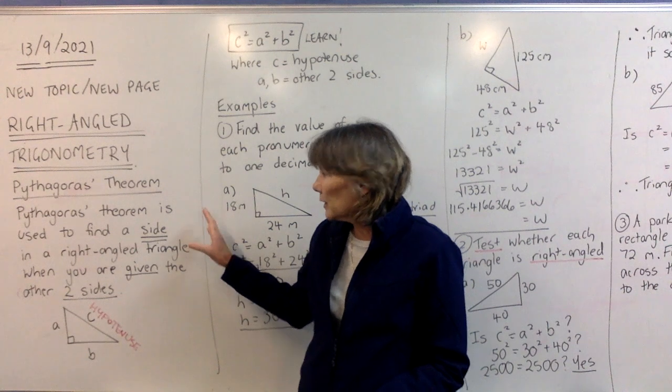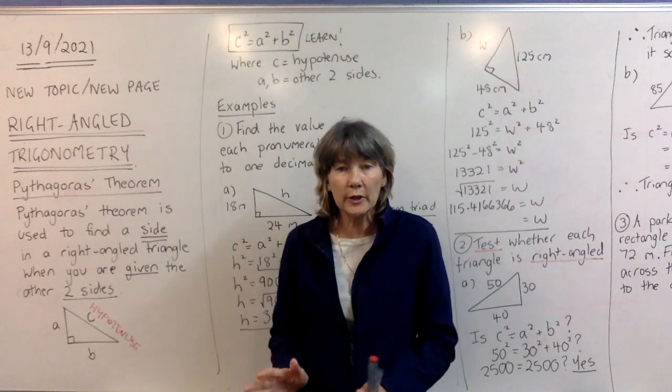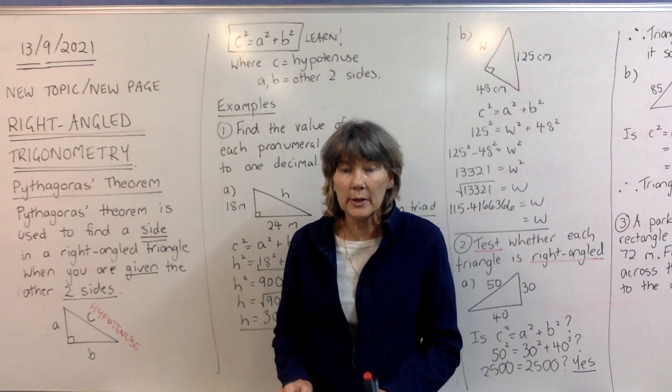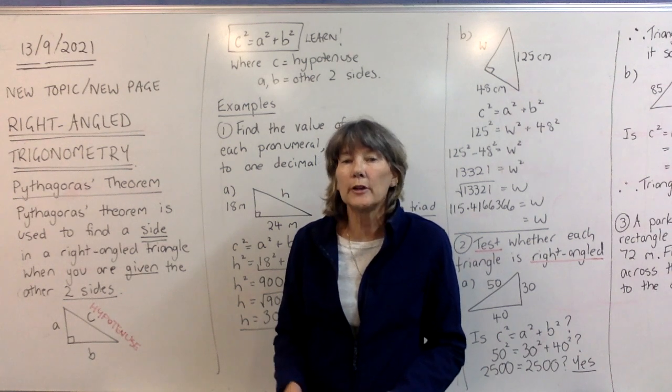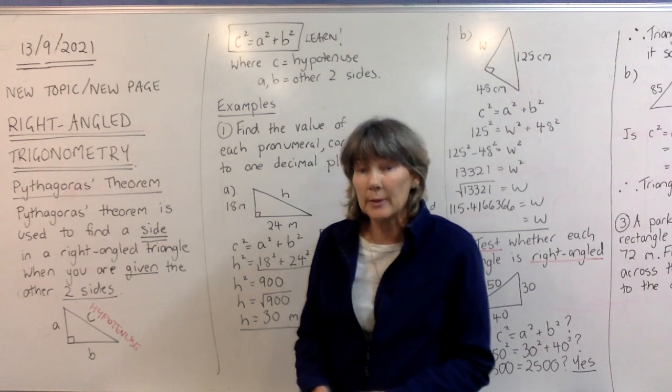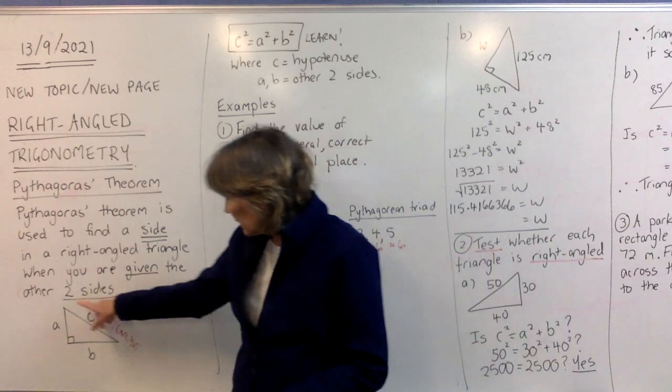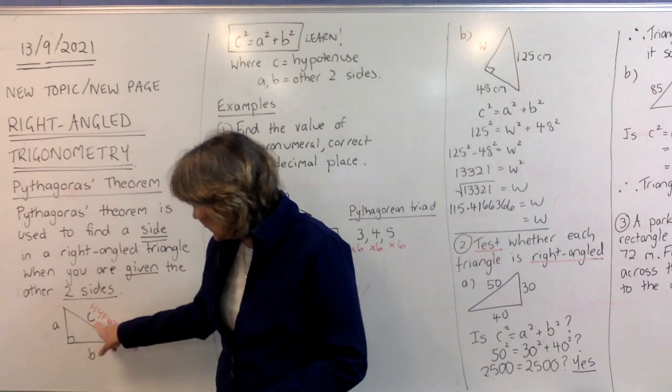So it's only used for sides, okay? There's nothing to do with angles in Pythagoras' Theorem. It's all to do with sides. You're looking for a side and you've been given two sides in the right-angled triangle. So when we do it, we use these letters.